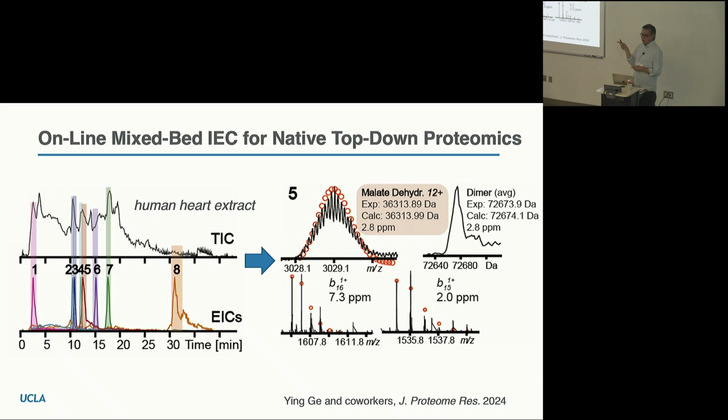No. Okay, I'm going to tackle Ying if I see her later this week, because this is a column that was made by LC Packings with Annie Alpert's company, whatever that company is. So it's not a catalog number yet, but I was hoping to get a column from Ying's lab to try this. So if you want to do chromatography with native mass spectrometry, this might be the way to go.